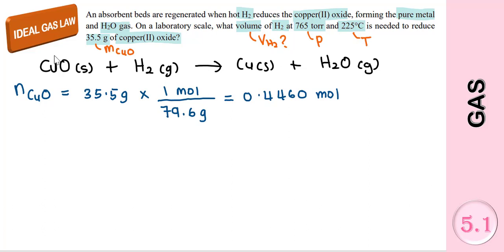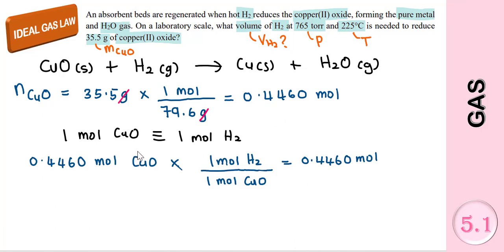So 35.5 gram of the copper oxide times 1 mole of the copper oxide divided by 79.6 gram. Cancel out the gram, we will get the moles of copper oxide. From the balanced equation, we know that 1 mole of copper oxide is equivalent to 1 mole of hydrogen gas. So, to find the moles of hydrogen gas, use the conversion factor, cancel out the moles of copper oxide, we will get the moles of hydrogen, which is 0.4460 mole.